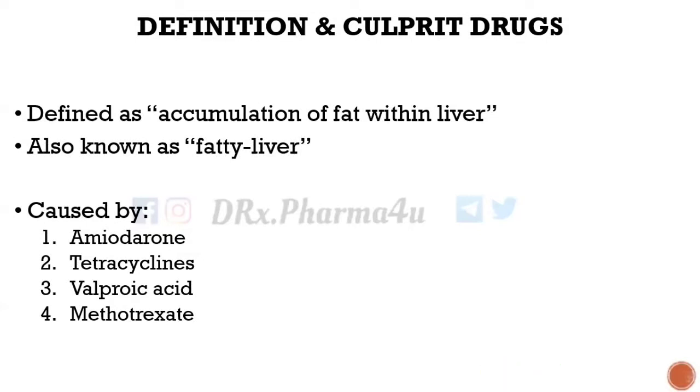Tetracyclines are broad spectrum antibiotics. Valproic acid is a broad spectrum anti-epileptic agent. And methotrexate is an anti-cancer agent, and it's an immunosuppressant also. We can't simply say it is anti-cancer. It is used in autoimmune conditions also. So it is an immunosuppressant as well.